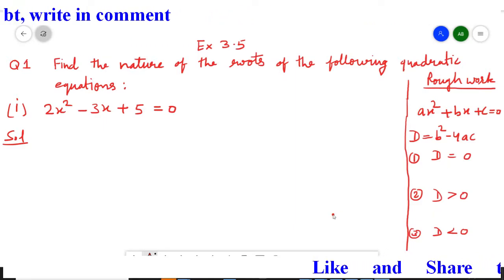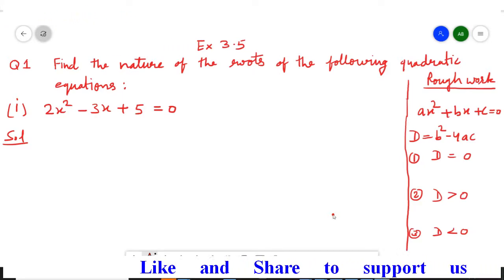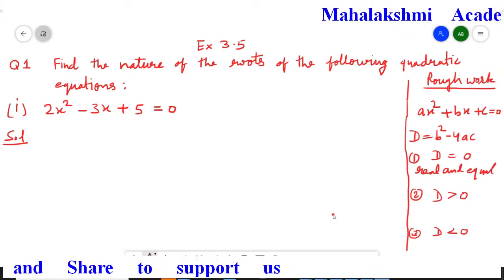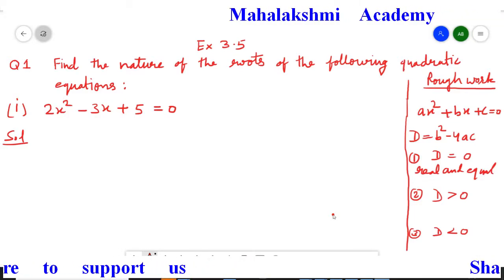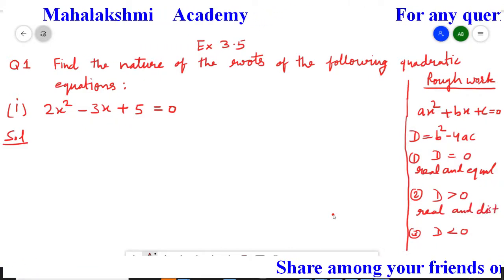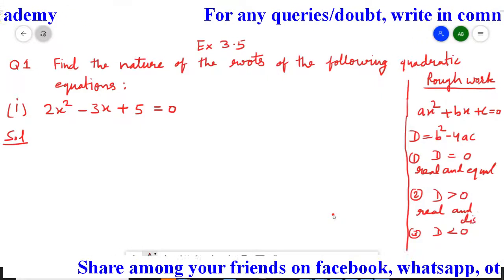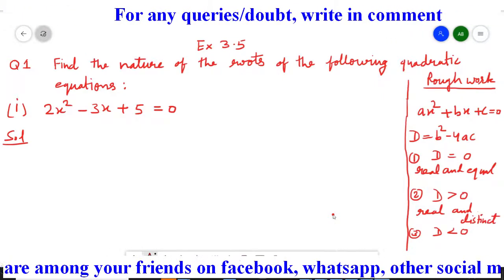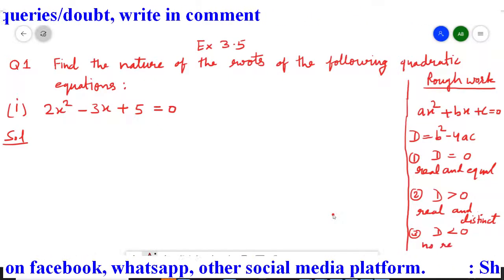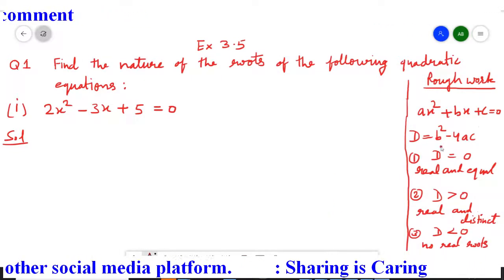Now if we have the first case, that is D equal to 0, in that situation the quadratic equation has real and equal roots. And if D is greater than 0, in that situation the roots are real and distinct. It's not appearing here, so I will write it here. Distinct means different. And if D is less than 0, then no real roots. So students, you have three options.